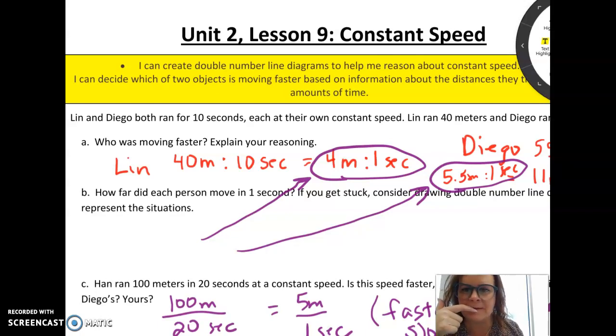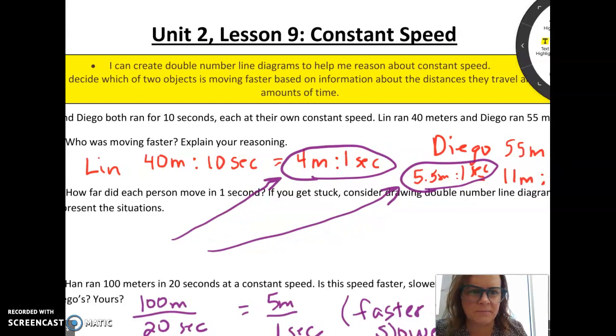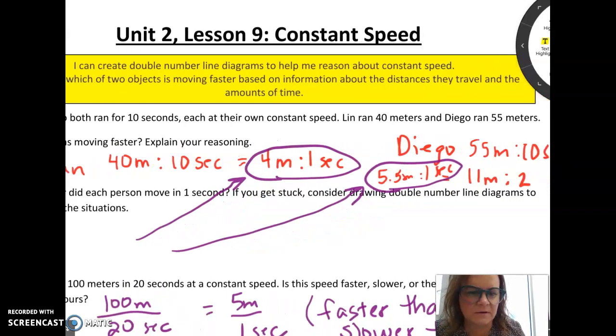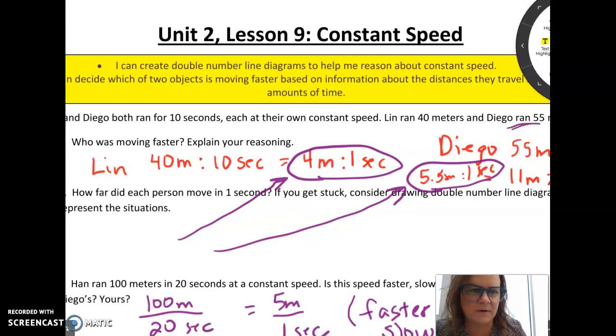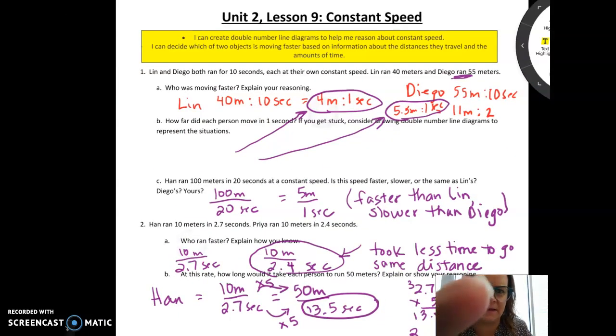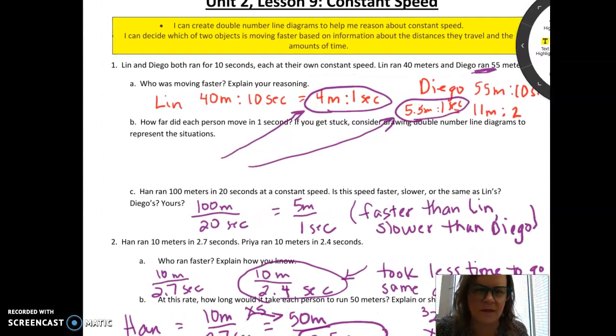So let's talk about, and you'll notice that as I go through this, I'm doing it in a bunch of different ways. In the first one we have Lynn and Diego, and they both run for 10 seconds, each at a constant speed. A constant speed would be like if they were on cruise control, and so they're going the exact same speed the whole time. Lynn ran 40 meters and Diego ran 55 meters. Who's moving faster? Well, that of course would be Diego, because we don't even have to really look at the ratios here, because if Diego's running 55 meters in the same time that Lynn is running 40 meters, obviously Diego's running faster if he went further in the same amount of time.